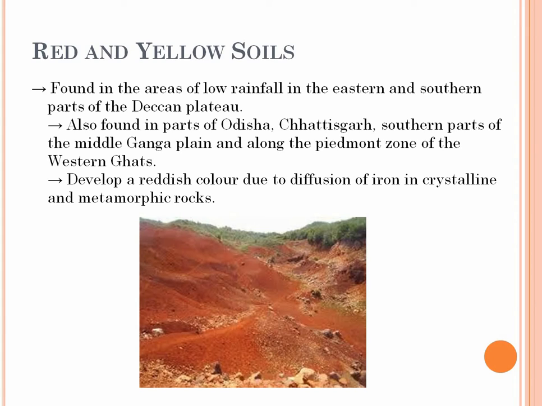The Pediment region is the lower part of the mountain region, like the foothills, where the water flows. It's a dry, marshy, muddy land, the Pediment zone of the Western Ghats. It developed a reddish color due to the diffusion of iron. It has more iron content, so when it has the iron, it looks red, and once the iron is dehydrated, it looks yellow in color. It's formed in crystalline and metamorphic rock.